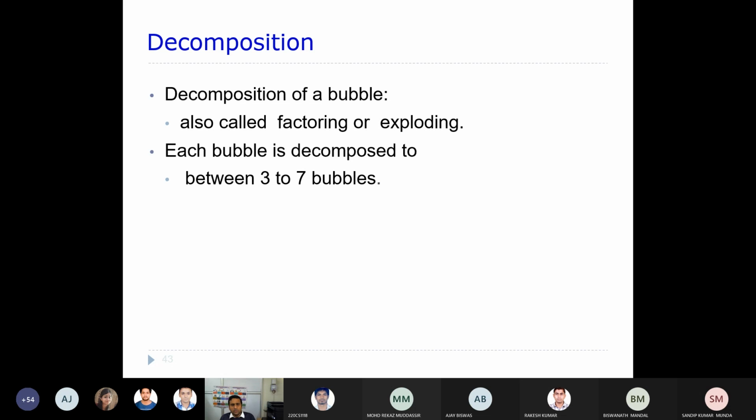Now the decomposition of a bubble is also called factoring or exploding. Sometimes you divide one bubble into different sub bubbles, and that is what we call factoring or exploding. Each bubble is decomposed into 3 to 7 bubbles. As per experience, it is said that 3 to 7 is a good number. You can always have 3 to 7 bubbles whenever you decompose any bubble, but fewer or more than that is not okay.